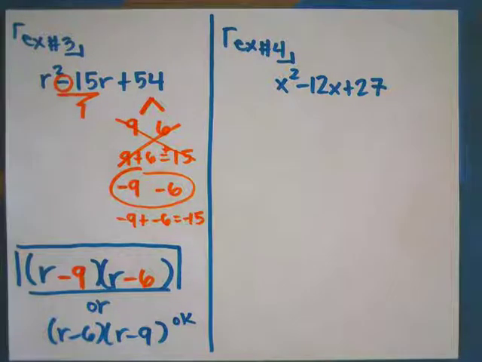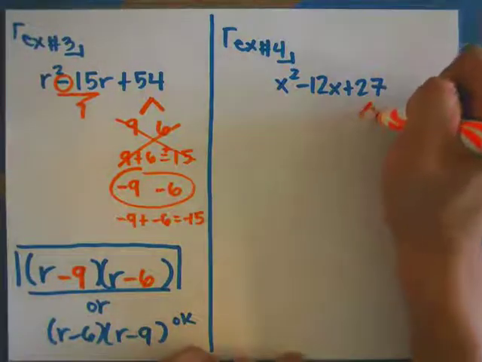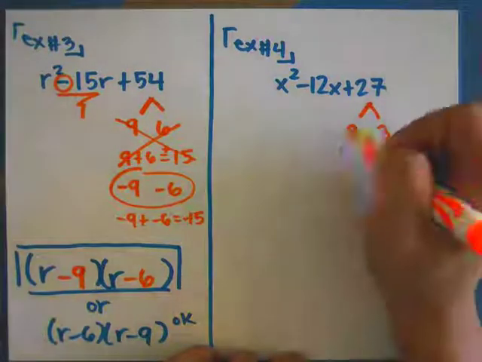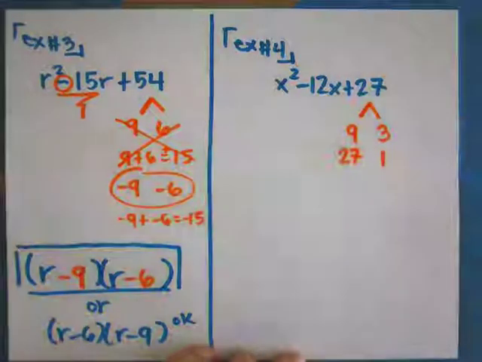Let's do example number 4, and then I'll wrap up the first part of this video, and then we'll move on to some other things. Example number 4, 27. What two numbers multiply to 27? We have 9 times 3. Don't forget we have 27 times 1, because sometimes that could work.